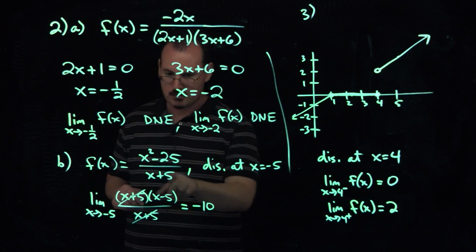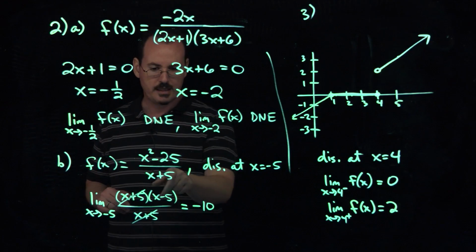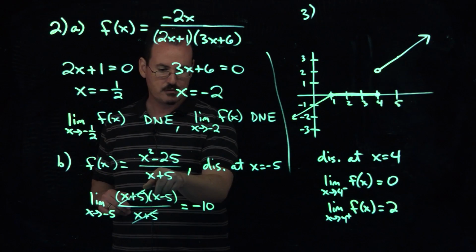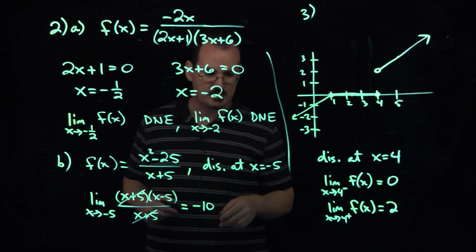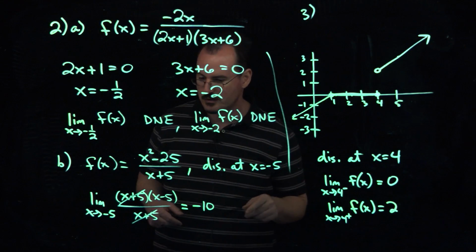For part B, this was the function. Again, if you set that denominator equal to 0, you'll find that x equals negative 5. That's the value that's going to make you divide by 0. You can't do that, so we have a discontinuity.